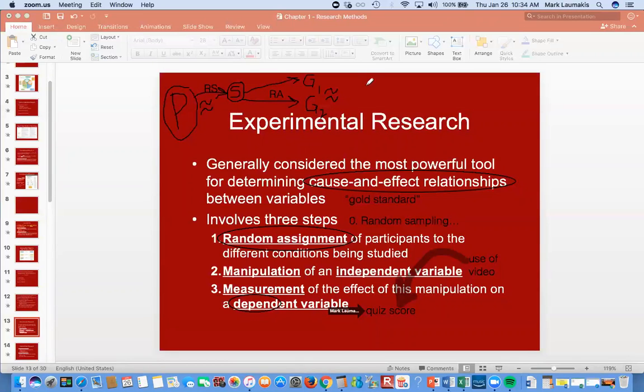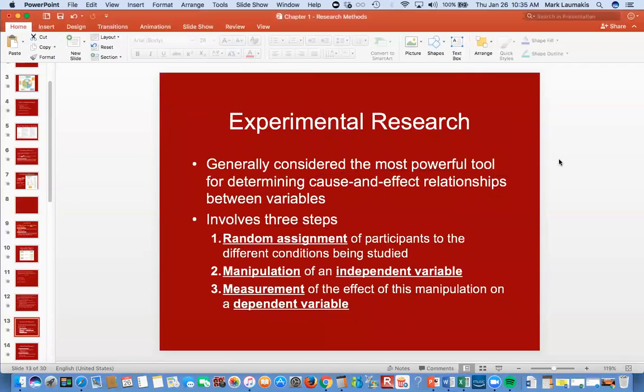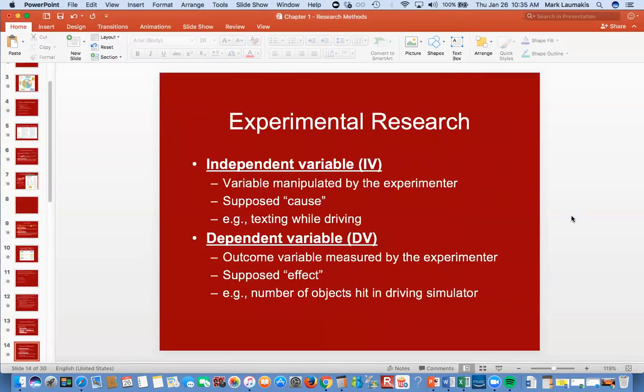Just to be clear, I want to go to one more slide, and I'm going to ask you a couple of polling questions before we wrap up. I want to make sure everybody gets the idea behind independent variables and dependent variables. So I've got a slide for you here, right? The independent variable is the variable that I, as the experimenter, manipulate. In cause and effect language, it's the supposed cause.